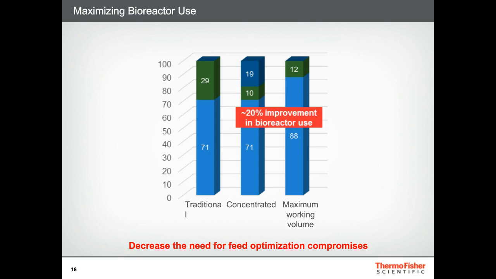So what you have is the ability to maximize your working volume. Now you can start with a higher initial culture volume of your bioreactor. You can increase your original starting volume up to almost 90 liters, and then feed in that remaining 10 to 12 liters.